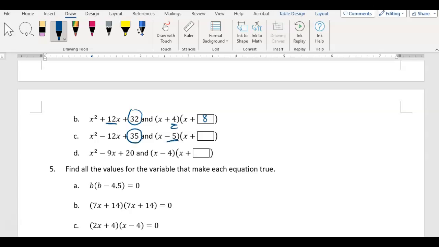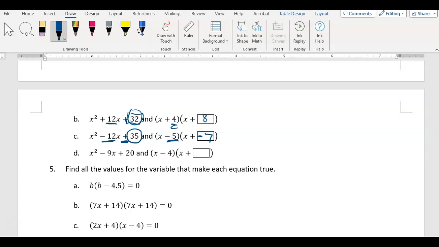Here I have a 5 here. Notice I have a negative 5 here and I have a positive 35. So we have plus here. So I want it to be an overall positive number, which means I'm going to be multiplying by something negative here. So 5 times 7 is what equals 35. So negative 5 times negative 7 gives me positive 35, and negative 5x and negative 7x will give me negative 12x when I add them together.